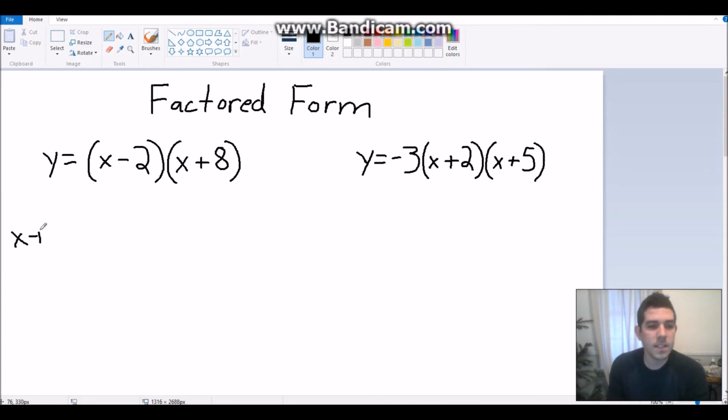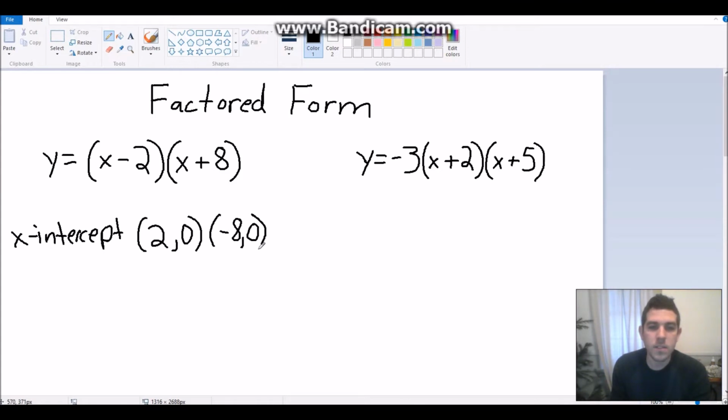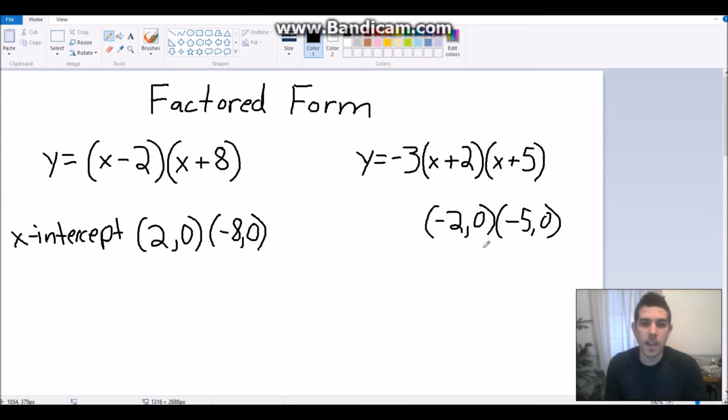In order to find the x-intercepts, all you do is look at the two factors, the two numbers inside the parentheses, and use the opposite sign of those. So x minus 2 means that one of our x-intercepts is positive 2 and 0, while the other, plus 8, would be negative 8 and 0. So there's your x-intercepts or your zeros. Over here we have x plus 2, so one of them will be negative 2, and the other one, x plus 5, would be negative 5 and 0. Factored form really easily tells you the zeros or the x-intercepts.